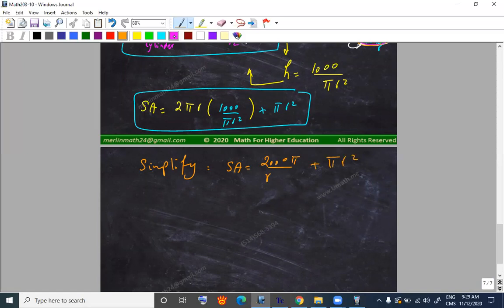Good? Now, to optimize your surface area, it means either maximize or minimize. So I want to derive SA and put it to 0. Okay, let us derive it. So 2000 pi is a constant. It's like some number over x. R is my letter name, the thing that I want to derive. Pi is a constant. Again, deriving 1 over x is minus 1 over x squared.